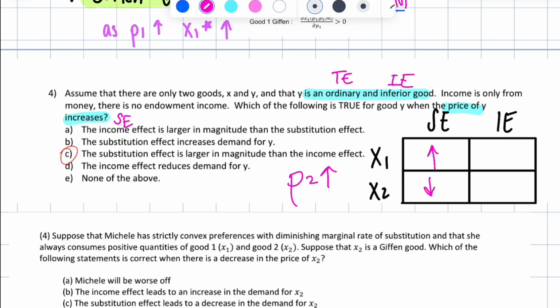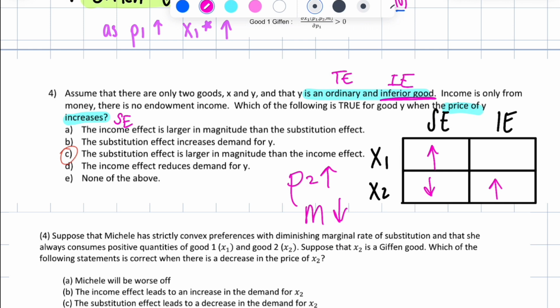So when we have a price rise, this means for substitution and income effect that our income is going down. When prices go up, our income goes down because we're spending more money on those goods. So since our income is going down, but X2 is an inferior good, we know for inferior goods, as income goes down, our demand for that good is actually going to go up.